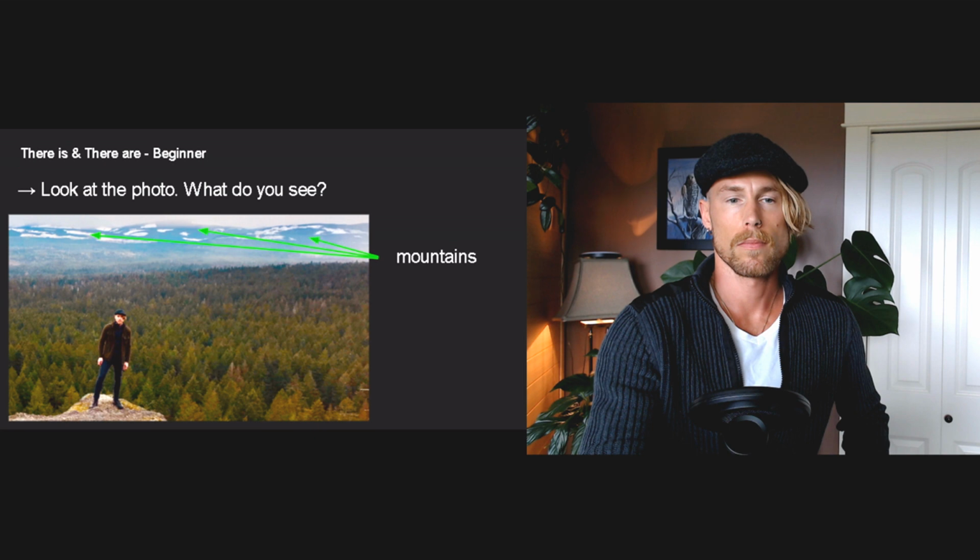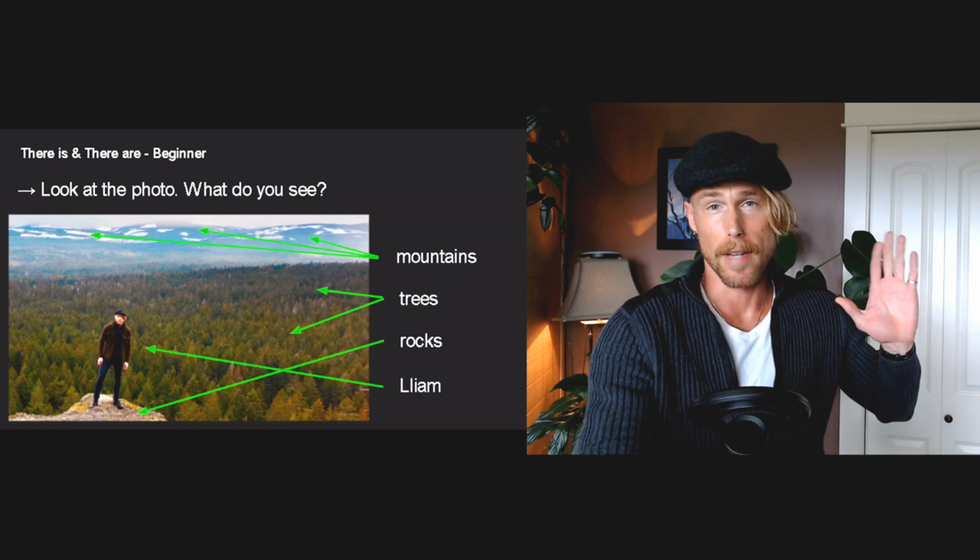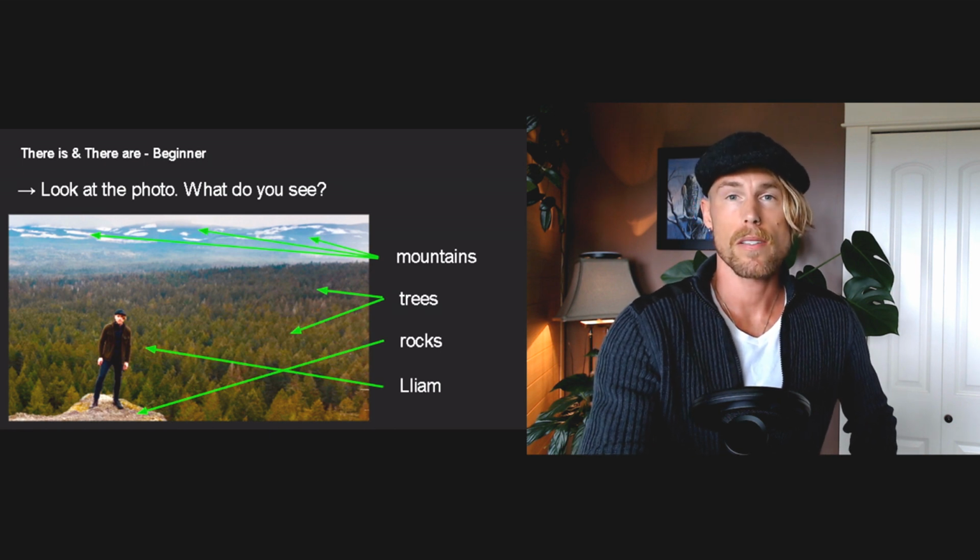Okay, next photo. Look at the photo. What do you see? Let's think of 4 things that we can see in the photo. Number 1, mountains. Number 2, trees. Number 3, rocks. And number 4, me, Liam. Hi. Mountains, trees, rocks, and Liam.